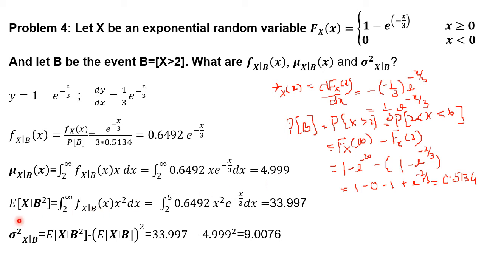And the expectation of X squared given B is the integration of the PDF multiplied by x square with respect to x over the range 2 to infinity. We get the answer as 33.997. By knowing these two values, we can get the variance of X given B, which is 33.997 minus 4.99 whole square. The answer is 9.0076.